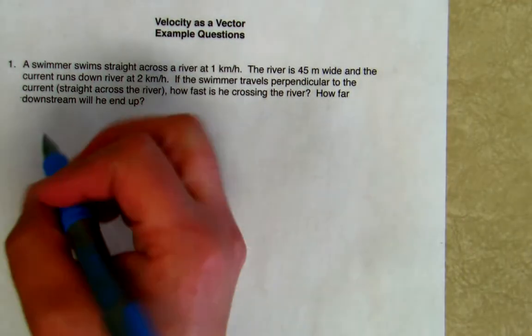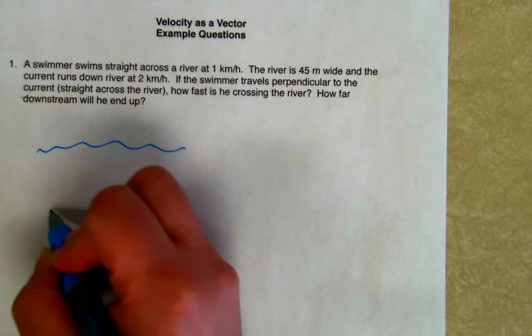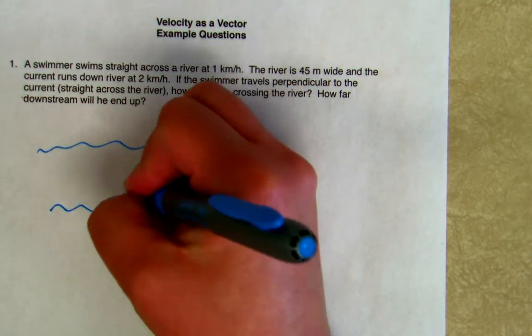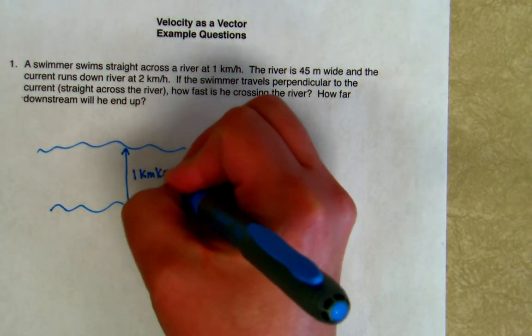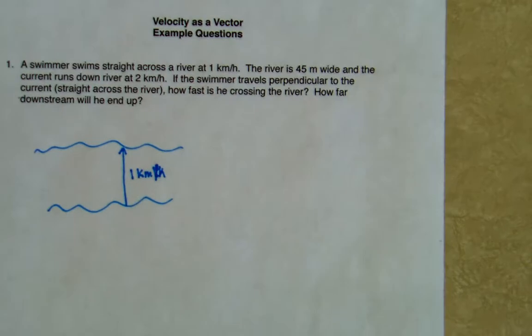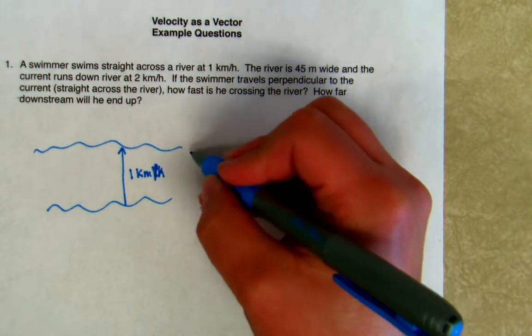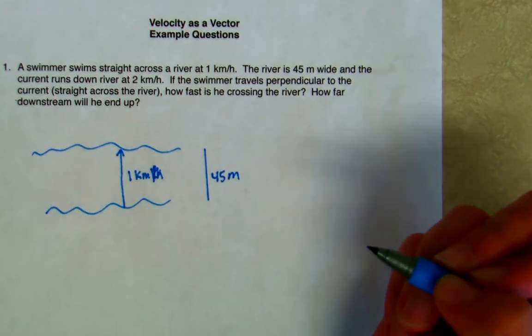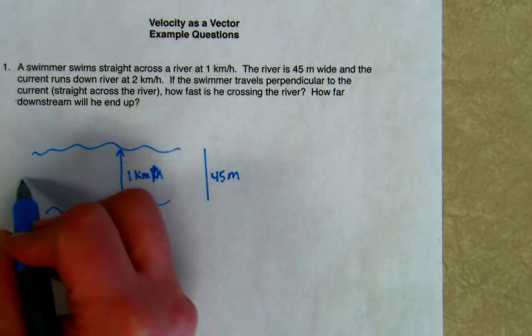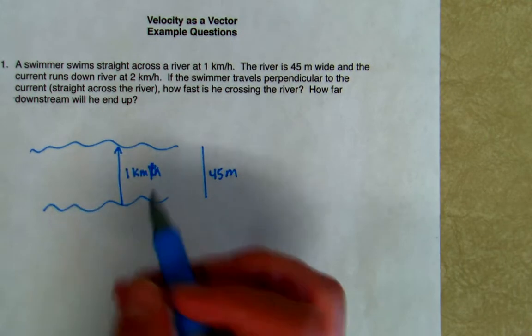So a swimmer swims straight across a river at 1 kilometer an hour. So I have a river, and the swimmer heads straight out, and they're swimming at 1 kilometer per hour. The river is 45 meters wide, so I'm going to hold on to that, that's the distance across the river. And the current runs down the river at 2 kilometers per hour.